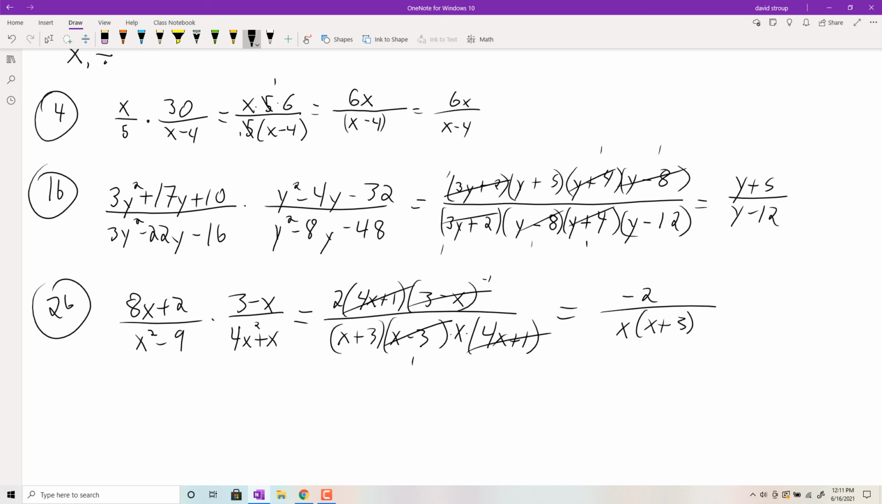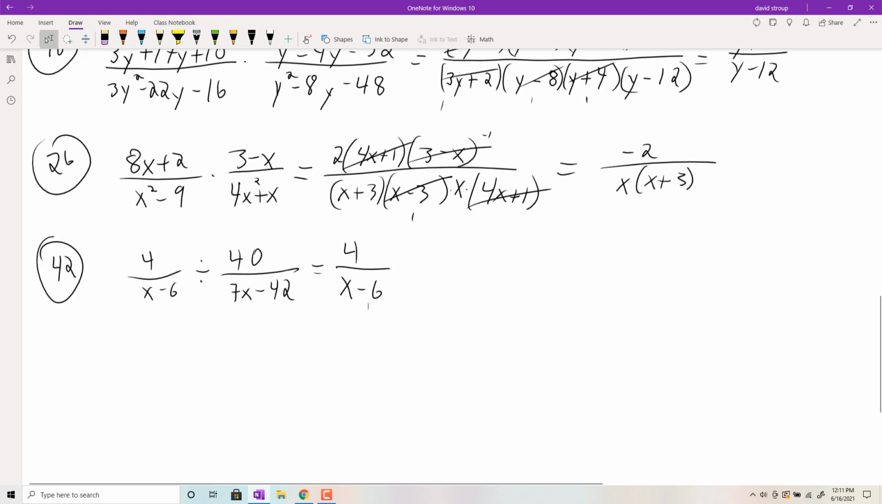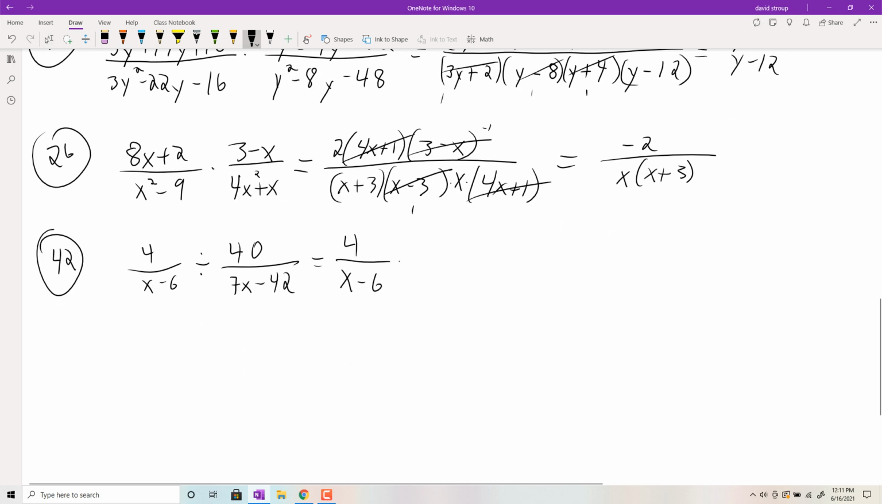42, 4 all over x minus 6 divided by 40 all over 7x minus 42. So it's almost exactly the same as multiplication. It's just you have this one additional step where you replace the division symbol with a multiply, and then you flip or take the reciprocal of the second term here.